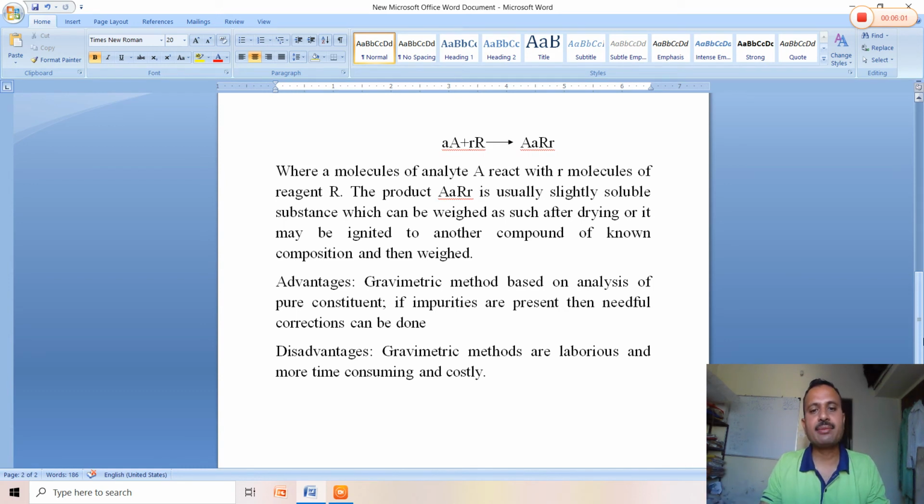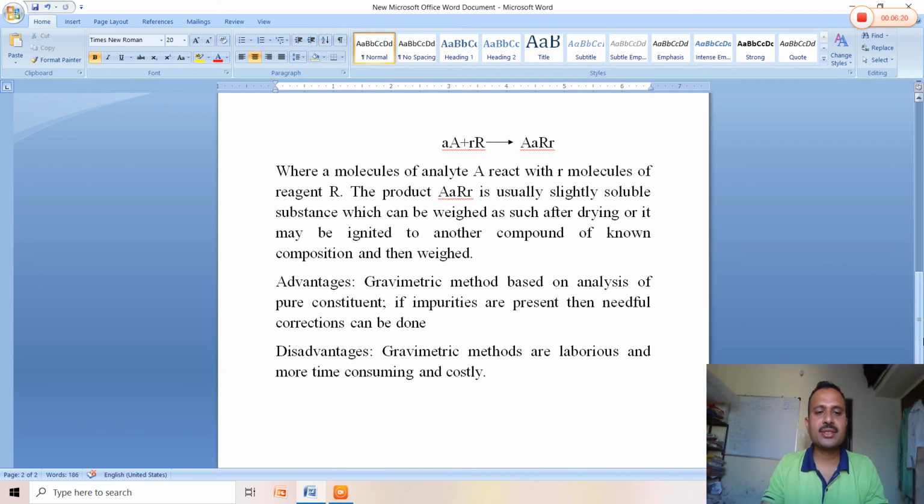Advantages: the gravimetric method is based on the analysis of a pure constituent. If impurities are present, then needful corrections can be done. Here one advantage is that if the gravimetric product contains any type of impurity, then it can be corrected for the removal of the impurity. So that is one main advantage of gravimetry.